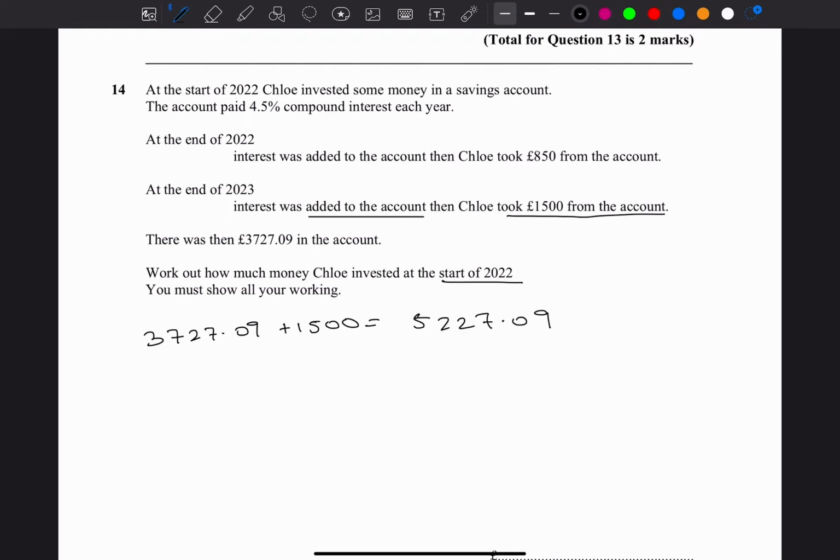Okay, then what do we do with the interest rate? The interest is 4.5. So you will go x times 1.045 to the power 1, technically, but it happened for 1 year only, equals 5227.09. Take that, divide it by 1.045 to the power 1. What was that answer? So 5002.09.